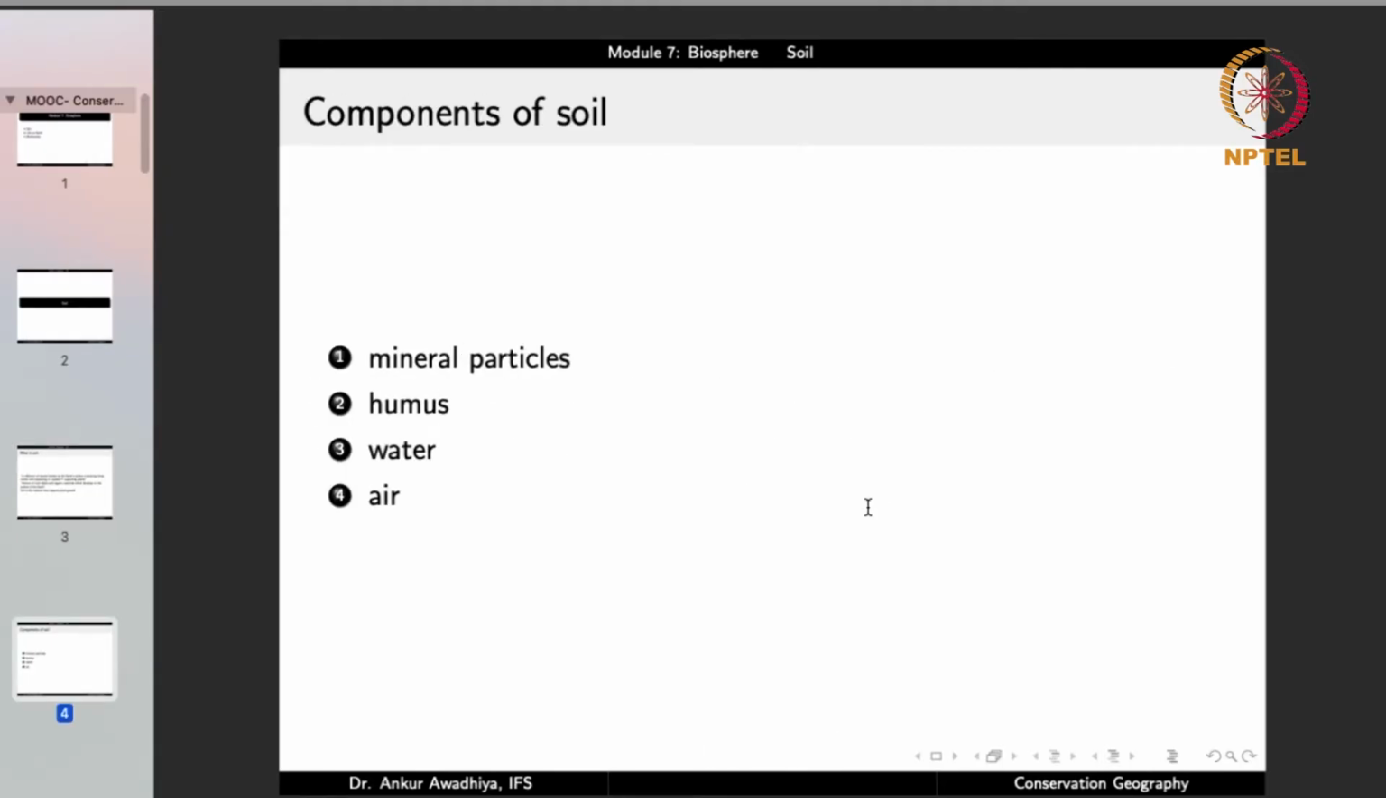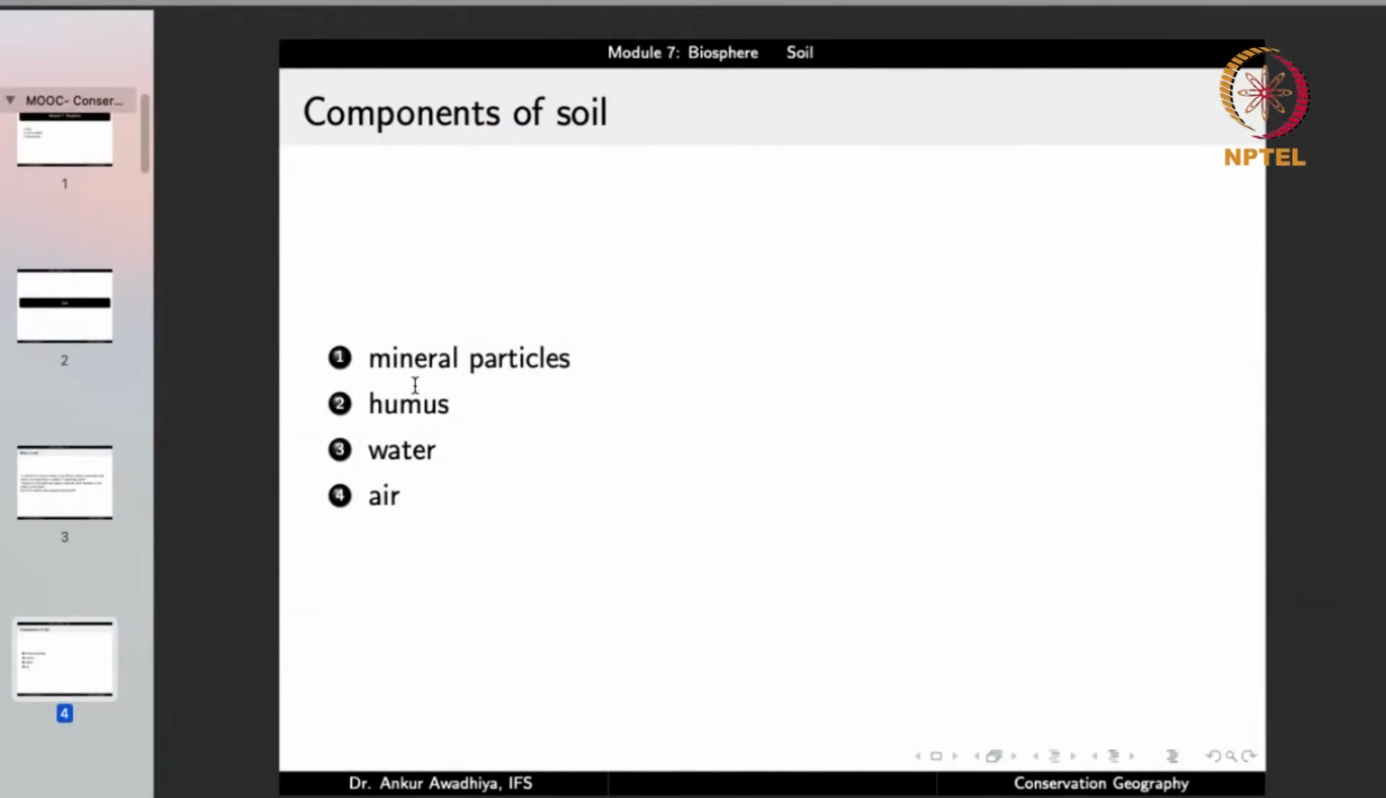Now, what is soil made of? If you look at soil, it is made up of four different things. We have mineral particles. Now, these mineral particles have derived from different rocks. So these are the fragments of rocks. And we had observed before that rocks are made up of minerals. There is no specific composition of minerals in a rock, but the fact is that rocks are made up of minerals. And so when the rocks get broken down, these minerals become available. So the first fraction is mineral particles.